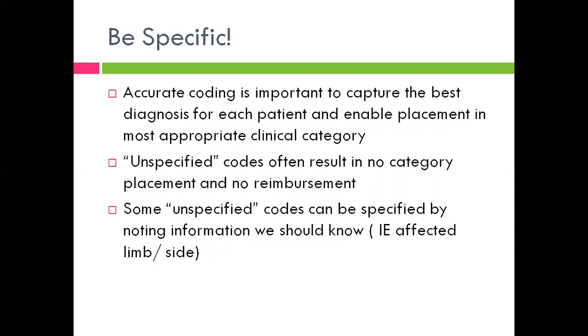It's also important to be very specific with this system. Accurate coding is going to be essential to capture the best diagnosis for each person and get them into the most appropriate clinical category. So know that as you read through the ICD-10 descriptors, unspecified codes often result in no category placement and therefore no reimbursement. But some unspecified ICD-10 codes can certainly be made more specific by information that we already know, such as what joint is affected or what limb or what side might be impacted.